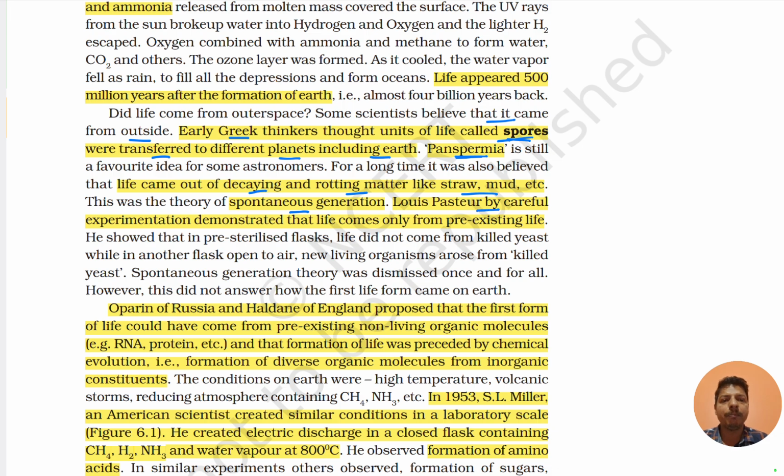Louis Pasteur, by careful experimentation, demonstrated that life comes only from pre-existing life. He showed that in a pre-sterilized flask, life did not come from killed yeast, while in another flask open to air, new living organisms arose from the killed yeast. Then the spontaneous generation theory was dismissed once and for all. However, this did not answer how the first life came on the earth.